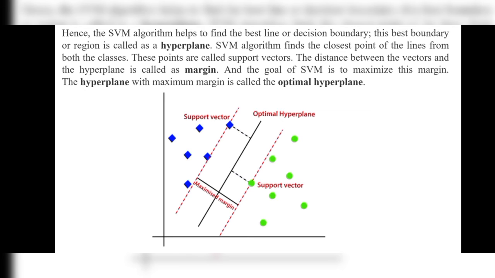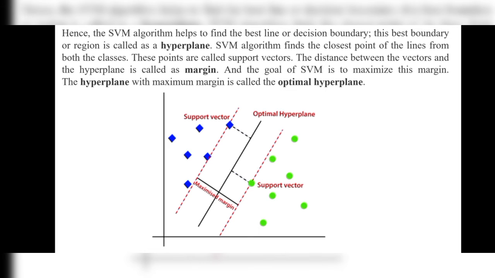See, these blue and green tags are called support vectors, which are the nearest to the margin. Only those are considered and the line will be drawn here. That line is called the optimal hyperplane. These blue and green tags are called support vectors, and the line which is separating them is called the optimal hyperplane.